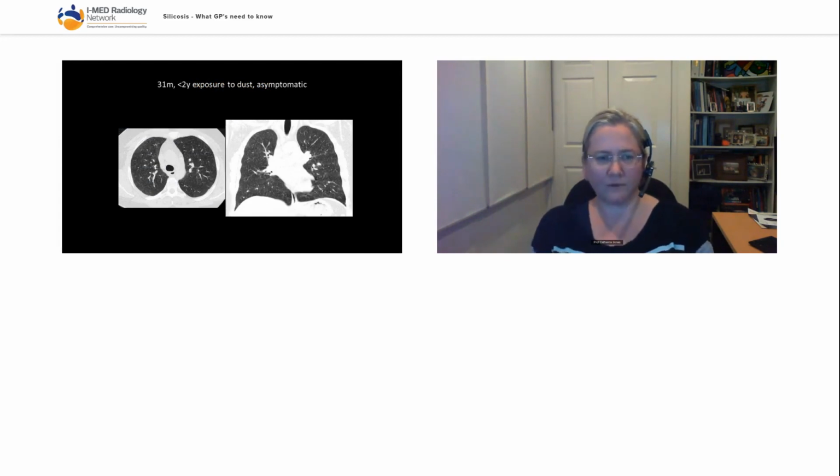Here is an example of a CT chest of a patient who's only 31. He had had less than 2 years of exposure to dust. He claimed to be asymptomatic, although on pressing he did admit to being short of breath after walking up flights of stairs. And his chest CT shows this ill-defined greyish kind of look to the lungs.